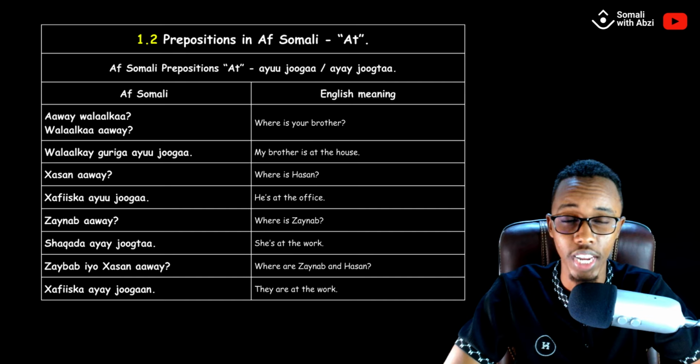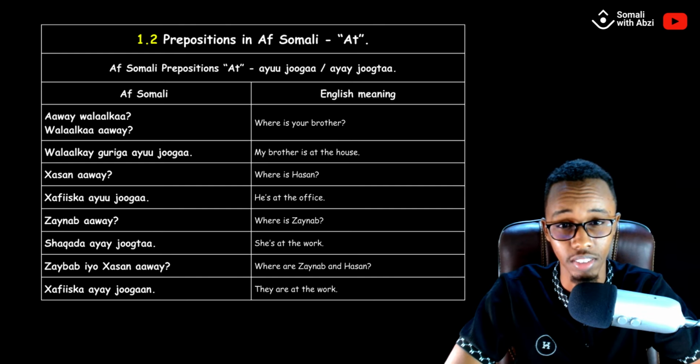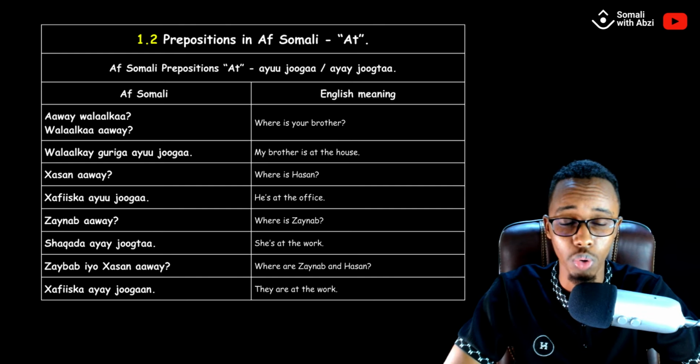And in this section of our class, we are going to learn preposition "at" in Somali. So, without further ado, let's get started and make many examples so that we understand very well. So let's say we're going to say, where is your brother? Let's start with your brother, walalka, away. Or you can also say, away walalka. Both ways are correct, but starting with the noun in Somali is very useful.